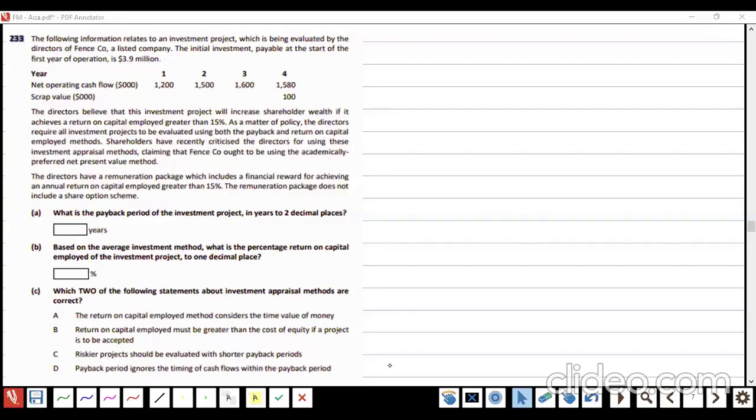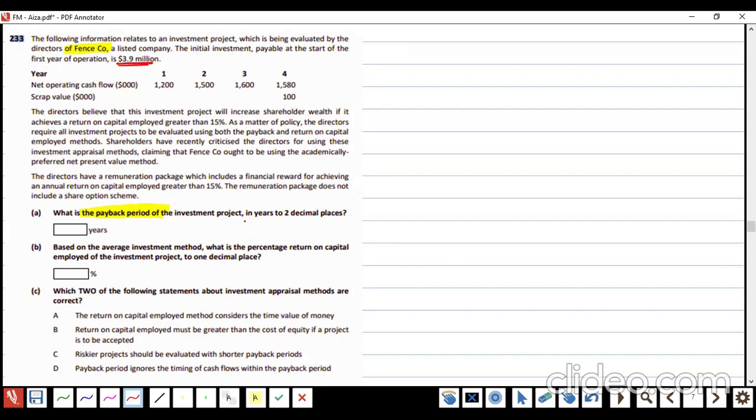We have a question. This is the Kaplan Kit OTQ question. The question name is Fence. The first requirement is payback period. Easy one. As we already read the question, it's very easy for us to solve it. The initial investment at the start of the year is how much?